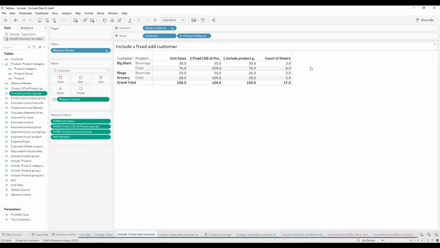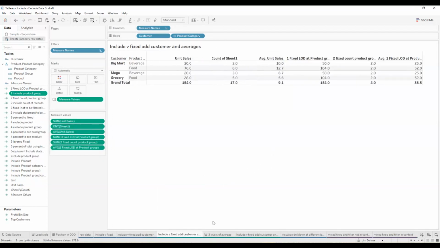To that last group, I added in the count of the individual records. And I'm going to go over here to this sheet, and I want to take a look at the average first, just using unit sales. These are the number of records associated with those sales, and this is the average. So we take 30 and divide it by 3, and you get 10.